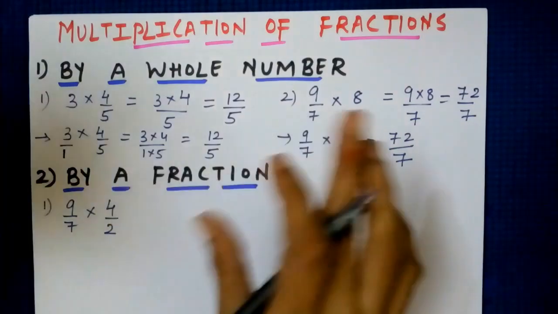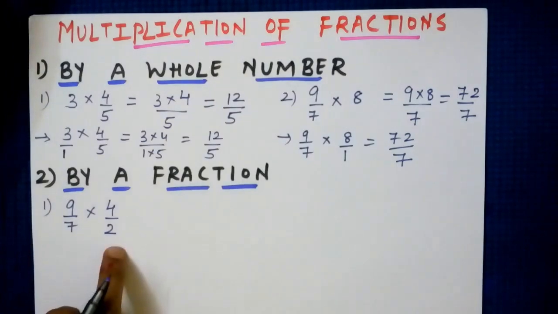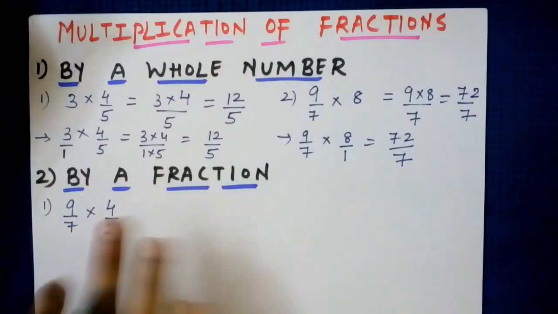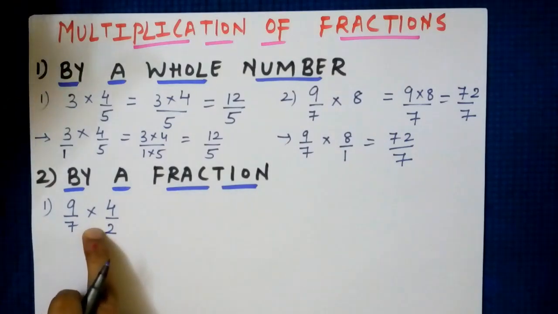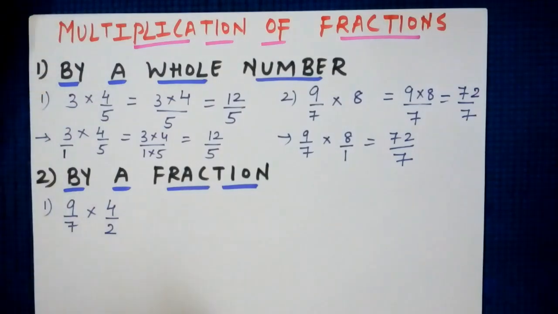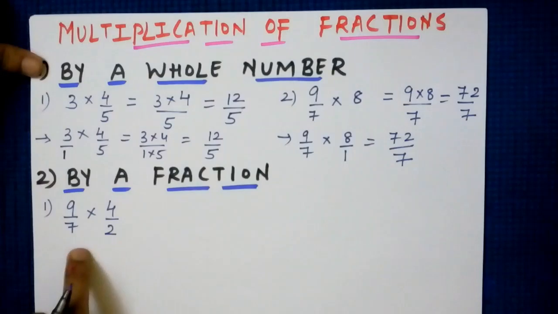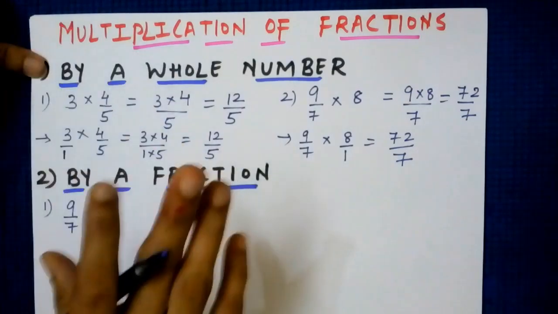Now before we start, one thing I want to tell: some students take the LCM. Whenever they see two fractions, they take the LCM. But that is wrong. In multiplication of fractions, we never take the LCM. LCM is taken out only in addition and subtraction of fractions to make the denominators the same. Here, there is no need of making the denominator the same. Directly you can multiply, okay, because it is multiplication.